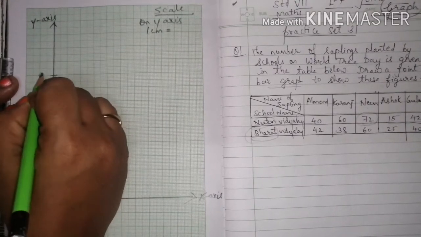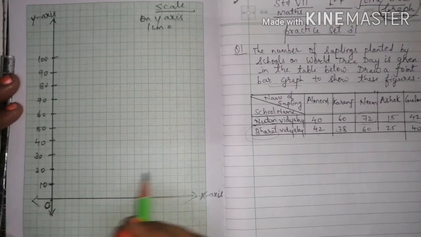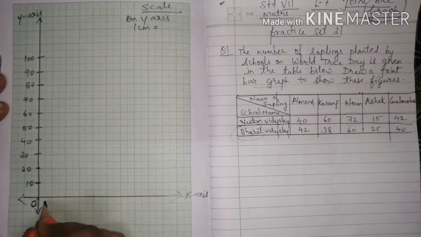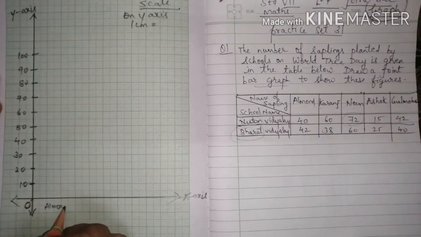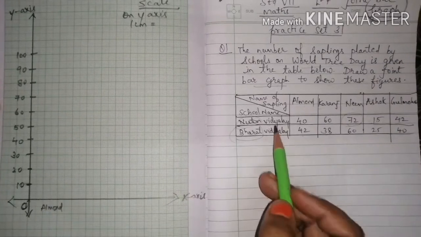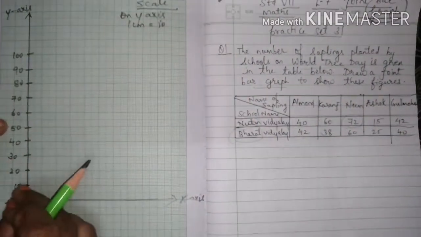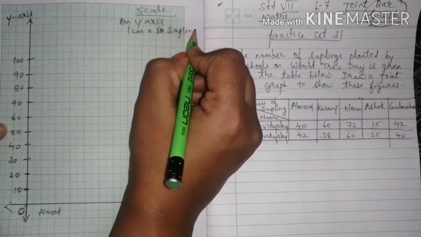You can go 2, 3 extra also, you can show, no problem. So till 100 I have shown. Now let us start one by one sapling. The first sapling is almond. You can leave one box, you can start from the second box. Almond. So almond, 1 centimeter, how many saplings have we taken? As 10. So you'll write here 1 centimeter equals 10 saplings.